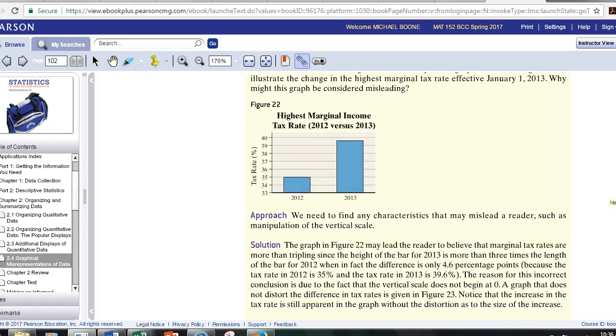But there are ways of making these graphs, these bar charts, look different. Like here, one that makes it look like 213 had such a higher tax rate. It looks like it's 4 times the tax rate, when in actuality it's just 4% higher maybe, because their scale doesn't start with 0.